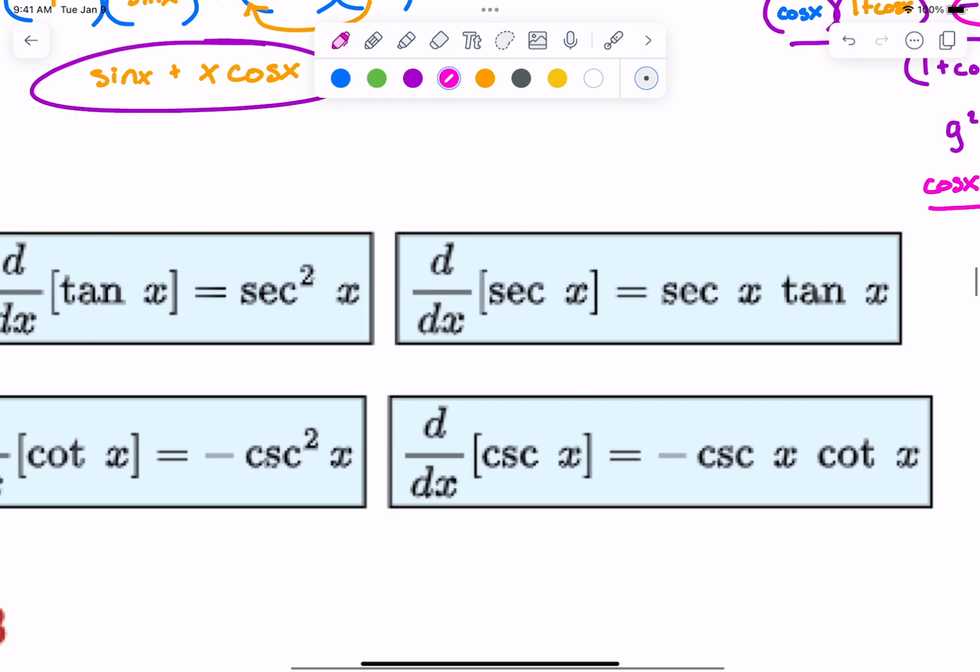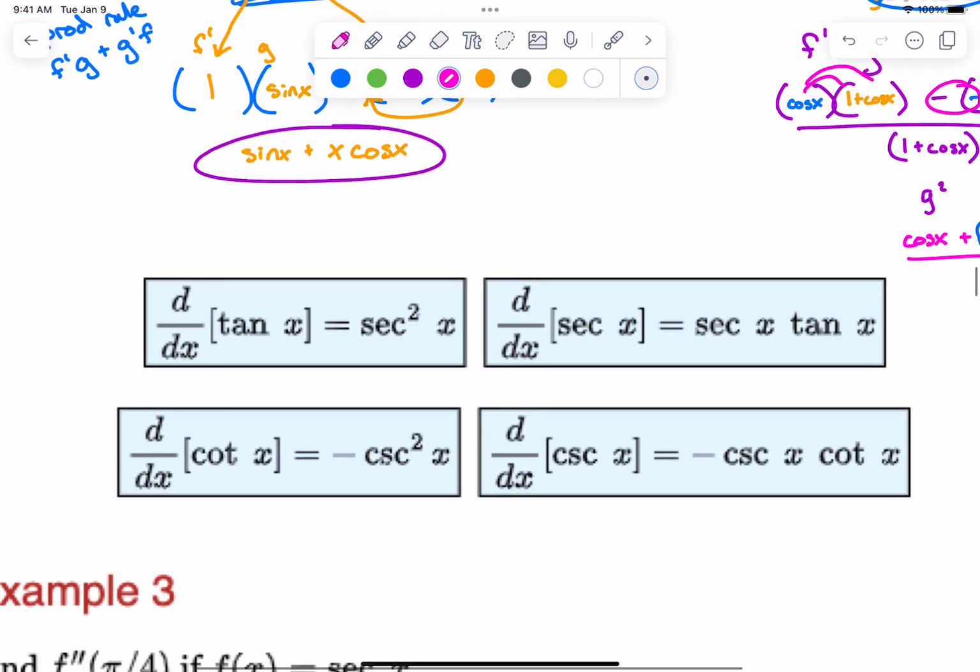Okay, moving on. Here are some of the other ones. The derivative of tangent is secant squared. The derivative of secant is secant tangent. Secant times tangent is the derivative of secant. The derivative of cotangent is negative cosecant squared. And the derivative of cosecant is negative cosecant cotangent. You just plop those in for the derivative.